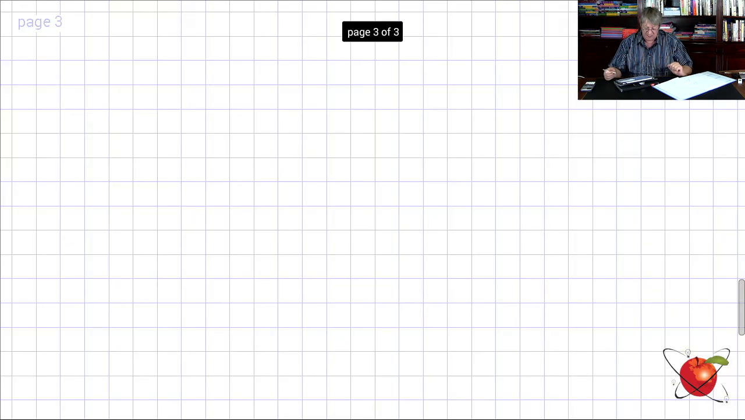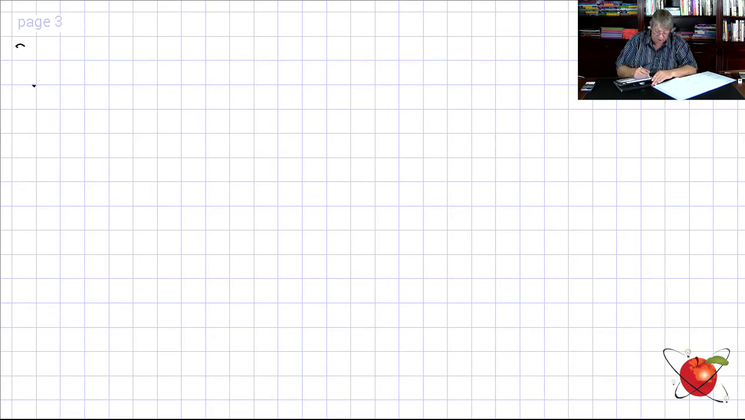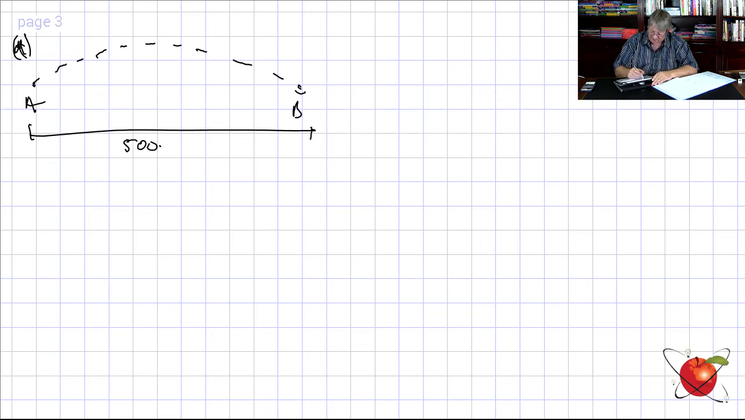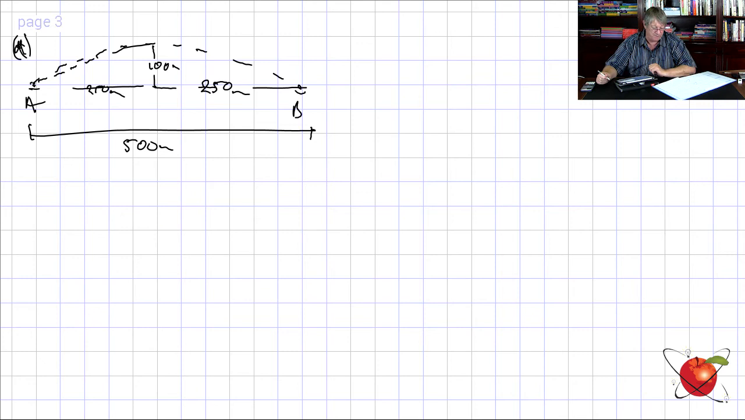The last one is question D. A balloon drifts from A to B as shown. Here they've given us a drawing, so let's just have a look at it. This is question D. A balloon drifts from A to B as shown, and they tell us that this is 500 meters, and that there is 100 meters. There we've gone there, and there we've gone there. So this is 250, and this is 250 meters, like so.